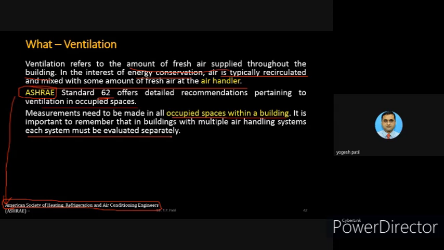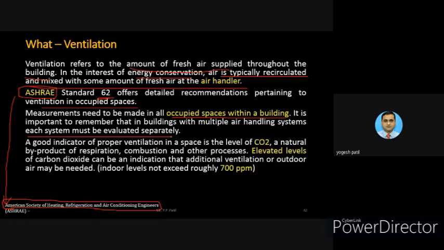So for one air handling unit, some zones are there. For another air handling unit, there may be other zones. So all the zones are required to be considered separately. A good indicator of proper ventilation in the space is the level of CO2. So now, what we measure for the ventilation is very important. It is actually the measurement of CO2 level.